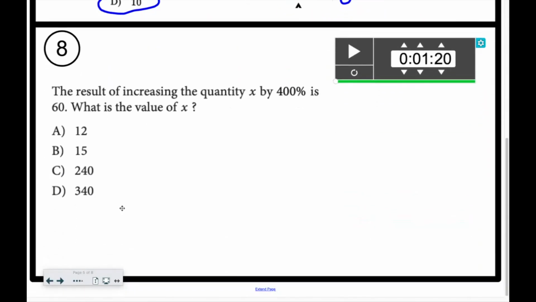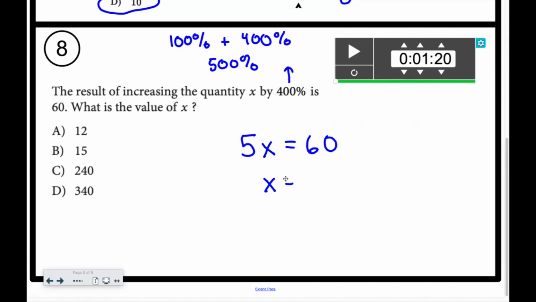All right, number 8. The result of increasing the quantity x by 400% is 60. What's the value of x? All right. If I'm increasing something by 400%, I'm always starting at 100%, and I'm increasing it by 400%, which means I'm really taking 500% of it. So I'm multiplying it by 5. So I really get 5x equals 60. So x is simply just 12.